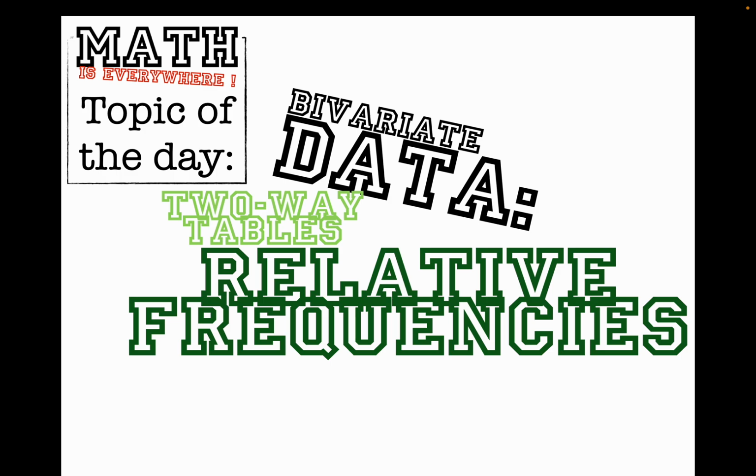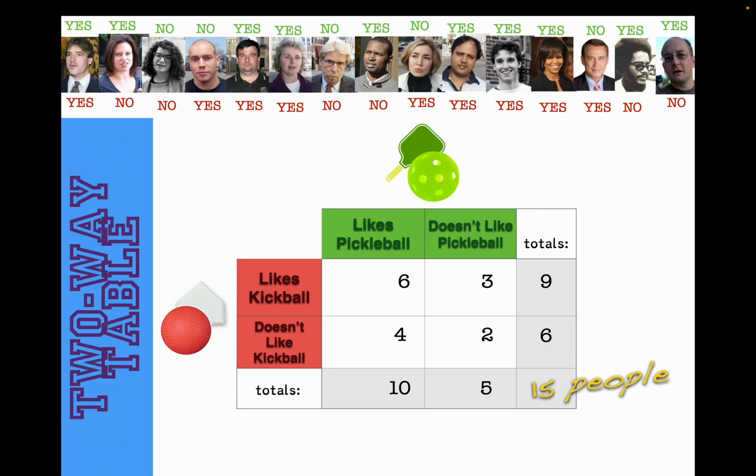Relative frequencies. So, when you have a two-way table, like this two-way table that we saw in the last video, which was bivariate data, right? Why is this bivariate data? Because there's two variables, the pickleball variable and the kickball variable. And this bivariate data isn't being displayed on a scatter plot, it's being displayed on a two-way table.